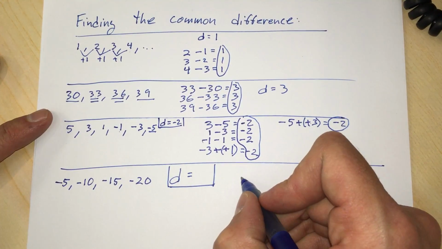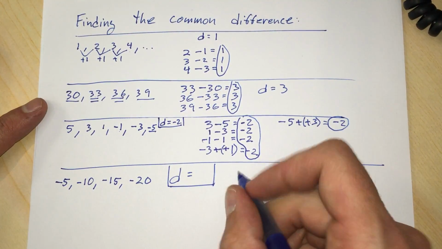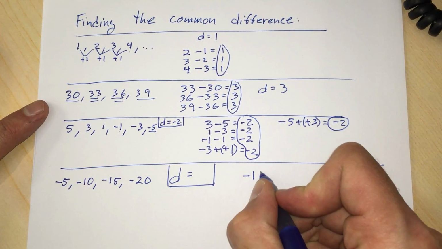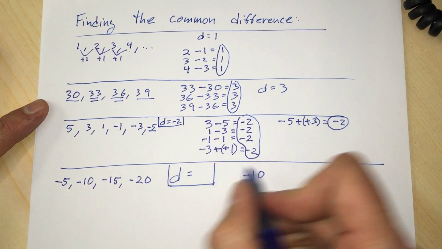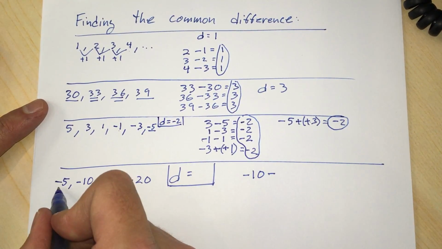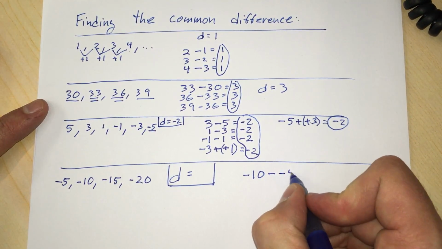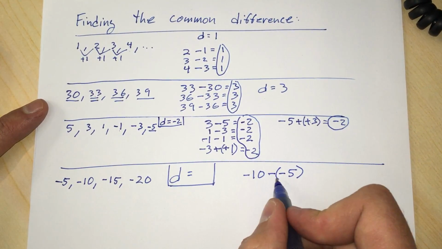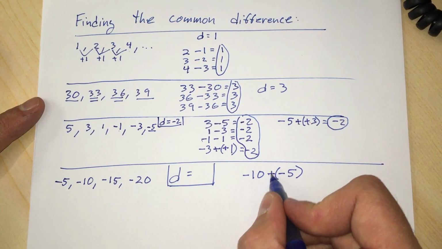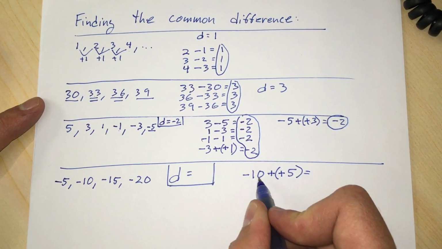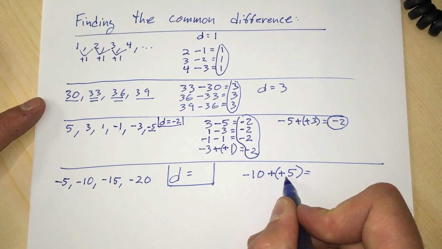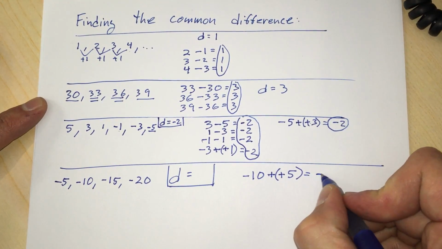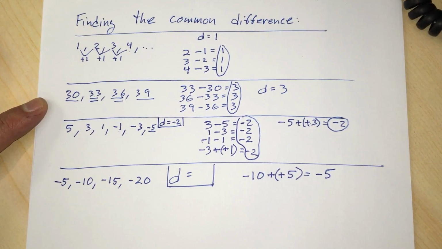Okay. All right, welcome back. And you're gonna have -10, so we're gonna take our second term, -10, and we're gonna subtract -5. Okay, so there's two negatives there, and the opposite of -5 is +5. So we have 10 negatives, we've got 5 positives, so we have 5 more negatives than positives.